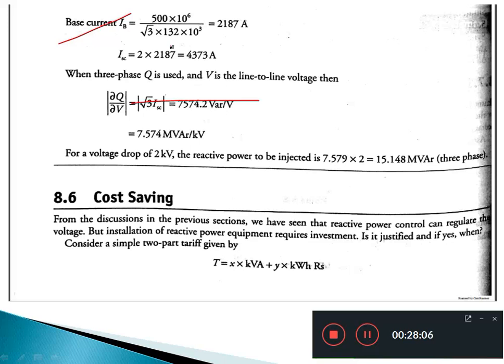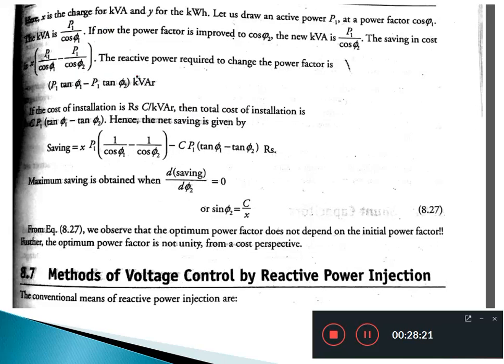Then to find the total reactance, which is given by dQ by dV, it is equal to root 3 ISC. Root 3 into ISC is 4373. So therefore we will get, in terms of MVAR, 7.5 MVAR. The cost of savings we will get using the diminished method, one of the techniques that you use to find the cost of savings of reactive power. You can use these formulas.